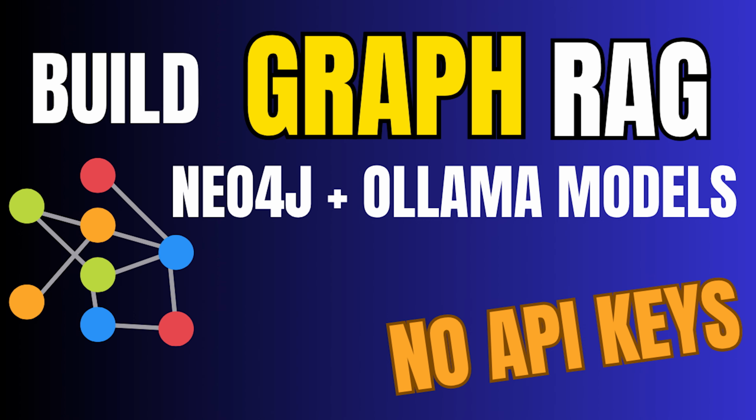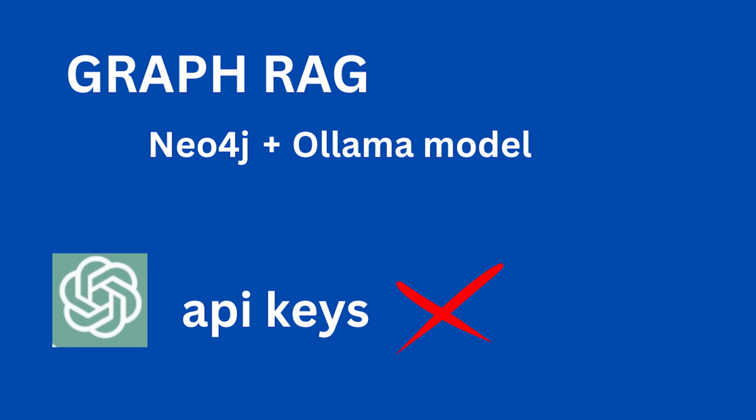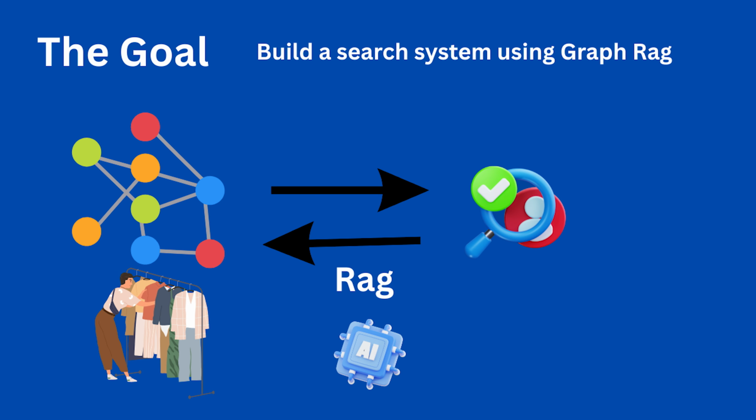In today's video, I will show how to build a simple graph RAG application using Neo4j and the Ollama model without using any OpenAI API keys or cloud-based AI services. Everything in this project runs locally using free Ollama models. The goal of this application is to create a search system for a fashion dataset.